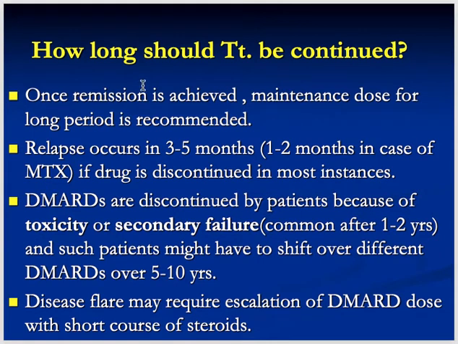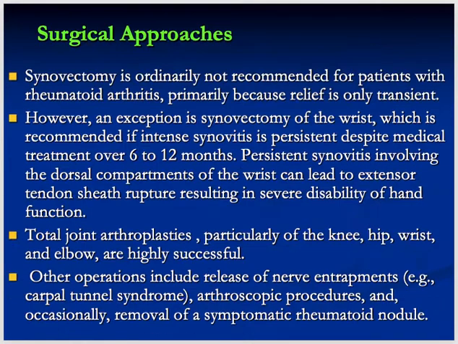How long do we have to treat the patient? Once remission is achieved, we have to maintain some dose. If the drug is discontinued, relapse occurs in most instances, in 3 to 5 months, or 1 to 2 months in the case of methotrexate. DMARDs are discontinued by patients because of toxicity or secondary failure, common after 1 to 2 years. Such patients might shift over different DMARDs over 5 to 10 years. But this is too complicated for you, guys. I don't know how much you are interested in knowing this.